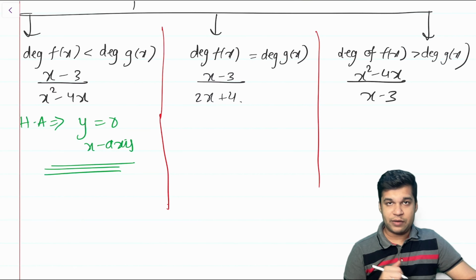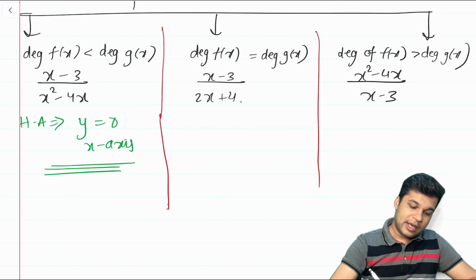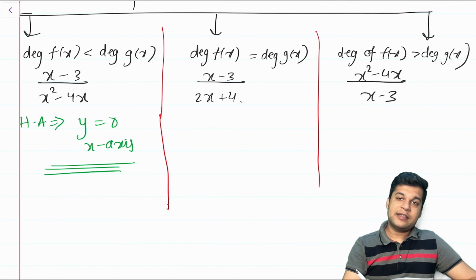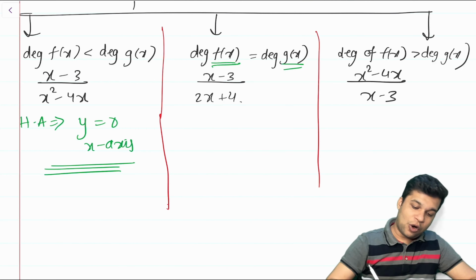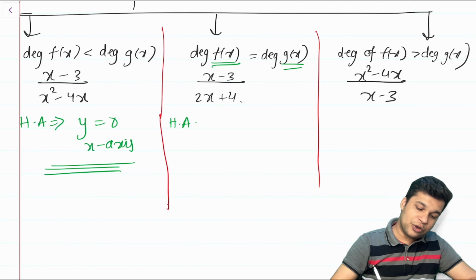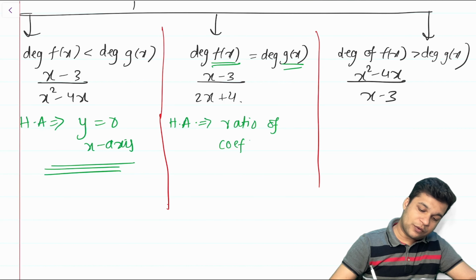The second possibility, what is the second possibility? If the degree of f(x) is equal to the degree of g(x), then the horizontal asymptote will be the ratio of coefficients with highest degree.